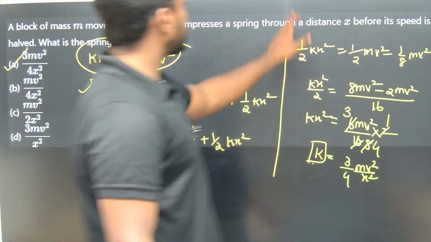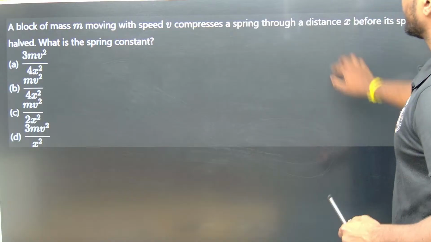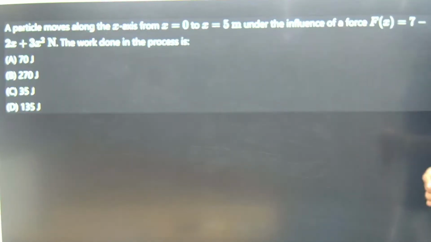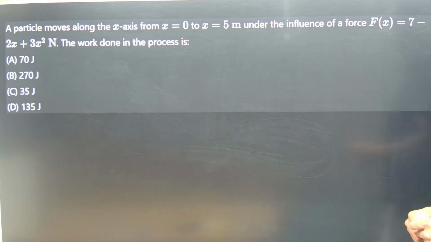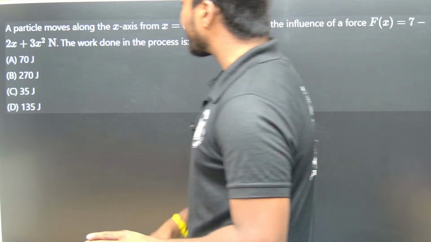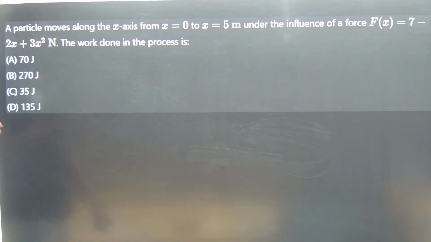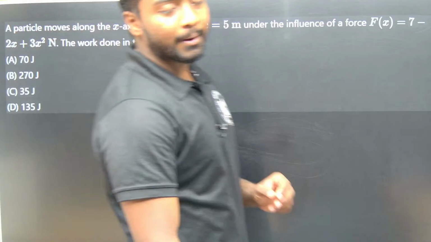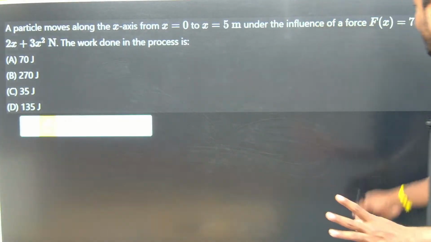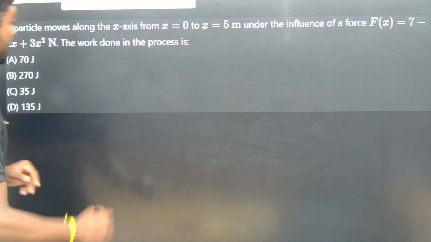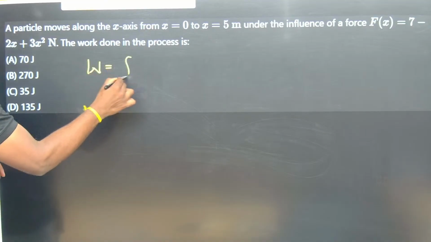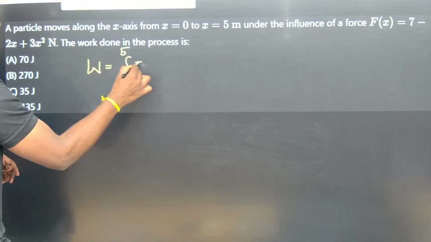Next question is, a particle moves along the x axis from x equals 0 to x equals 5 under the influence of a force F of x equals 7 minus 2x plus 3x square newton. The work done in the process is, okay, so we know that work done equals force into displacement. Here they have given force in terms of x, and x is moving from 0 to 5. So what will be the equation? Work done should be equal to the integral from 0 to 5 of F into dx.